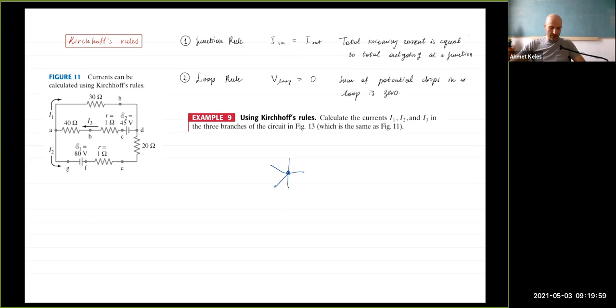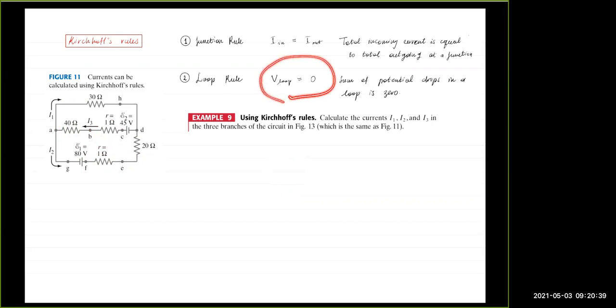And the second, I said Kirchhoff has two rules. One is the junction rule, and the other is the loop rule. The loop rule is, if you make a loop, for example, this is a loop, this is another loop, and I can add these voltages up one by one, or I can have this other loop, right? I can add every element one by one, calculate the potential and add it. So the second Kirchhoff rule says that the total voltage you calculate in a loop should be 0.